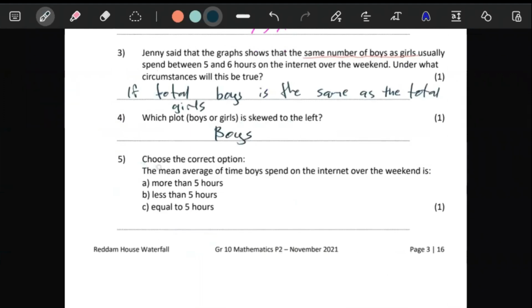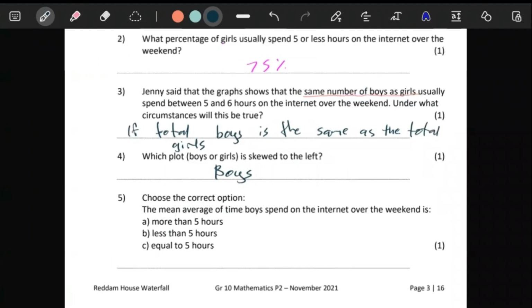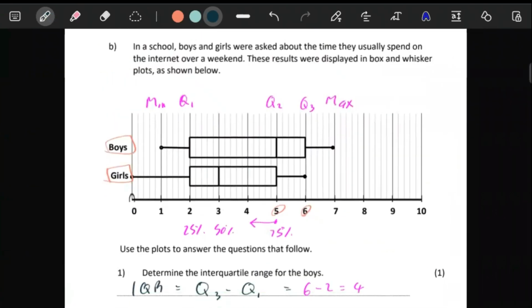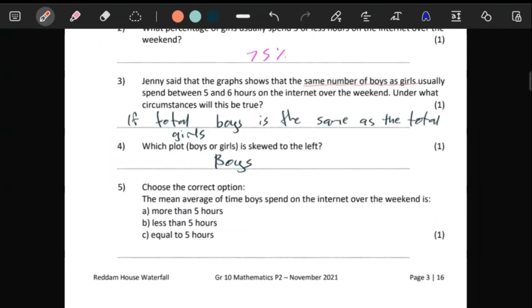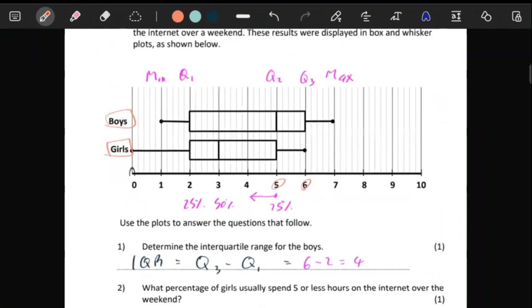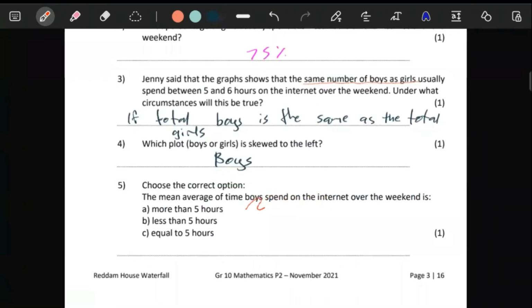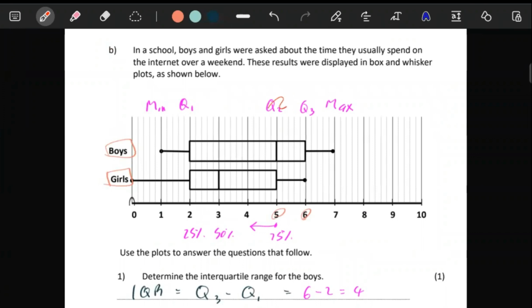You see. Here it says choose the correct option. The average, the mean average of time boys spent on the internet over the weekend is more than 5, less than 5, or equal to 5. So if you're going to get the average using a box and whisker diagram, you want to keep in mind that your average is usually at the space that's more open. For example, you see here they're comparing it to 5 hours. 5 hours for the boys, right, is Q2.